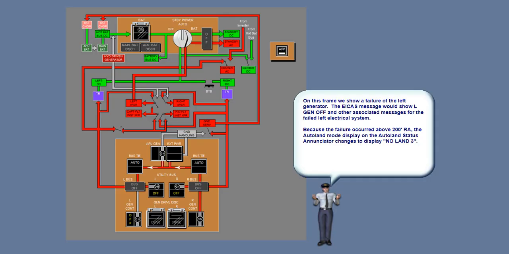During the approach, above 200 feet radio altitude, should a generator fail, the electrical system will return to its normal unisolated state. The operating generator cross-ties to power the opposite AC bus. The center AC and DC buses return to their normal power source, that is, the left side, and the Autoland status annunciator, or ASA, will indicate an amber No Land 3.